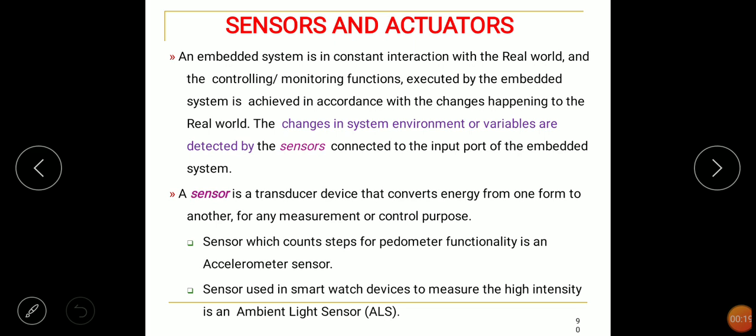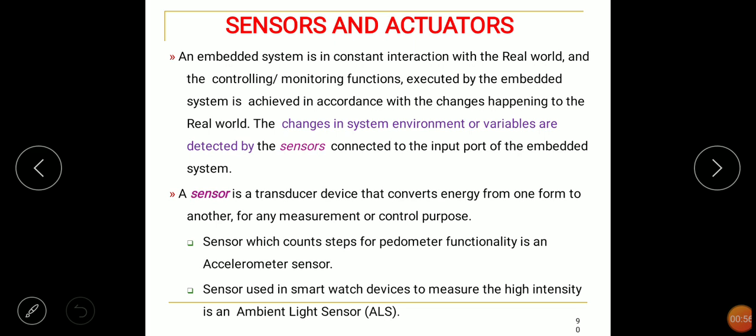Now let us discuss the next topic, sensors and actuators. This topic is very important for the lab also. In the lab, we have Part B, which is totally hardware experiments. So in that, you need knowledge of sensors and actuators. In this video, let us discuss some of the sensors and actuators functions.